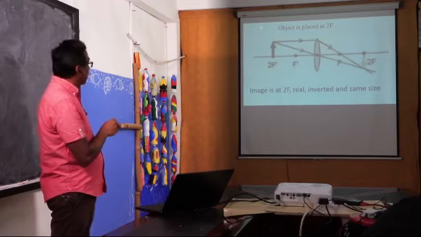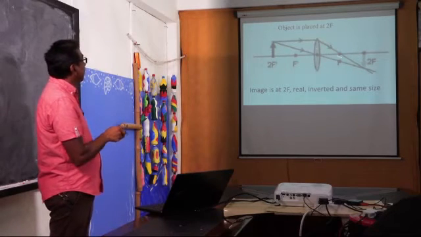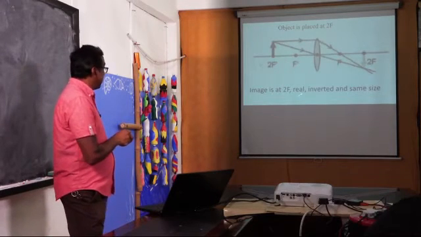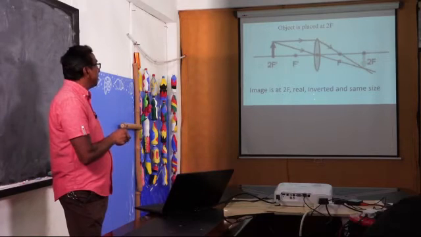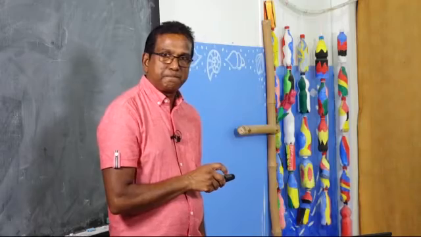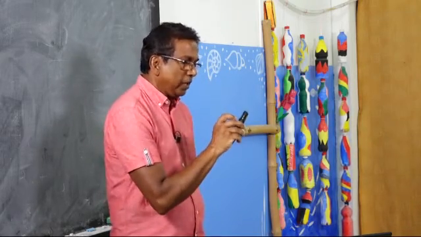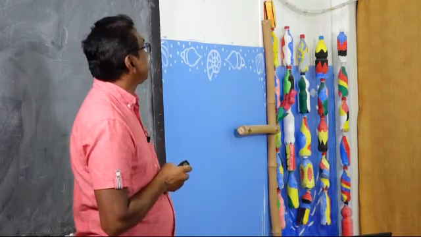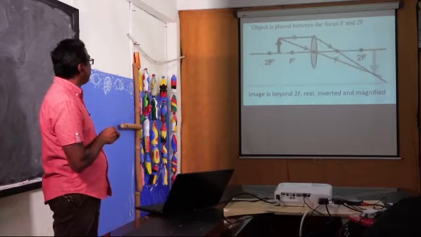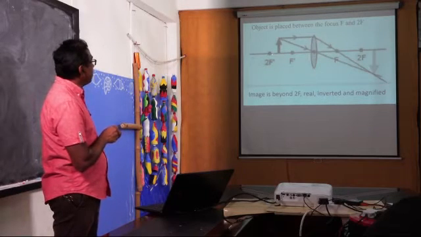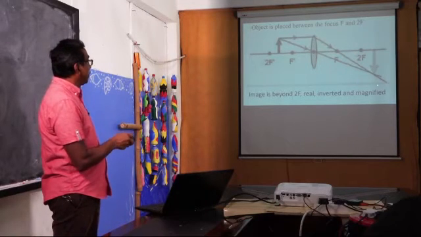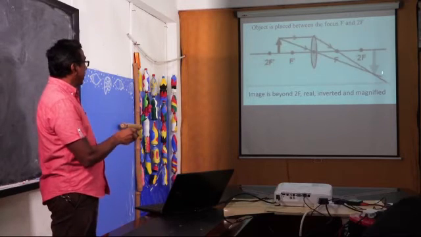When you put your object at 2F, your image will fall exactly at 2F. It's again real, it is inverted, and this time it is of the same size. Do it, draw it at home, you will see it. When you put your object between 2F and F, this time your image is going to be beyond 2F. It is going to be magnified, it is going to be bigger, inverted, real.